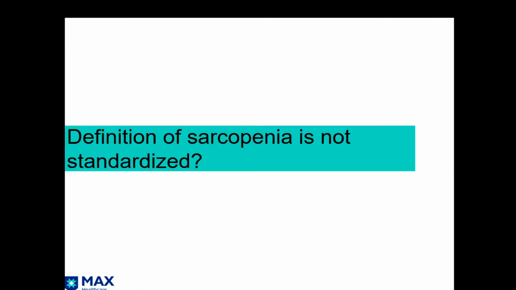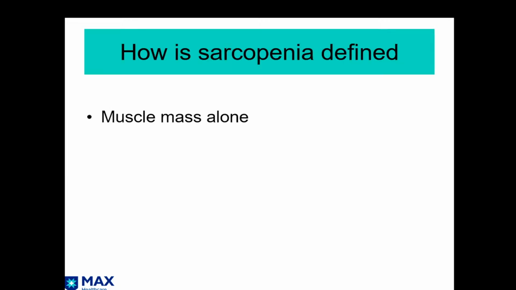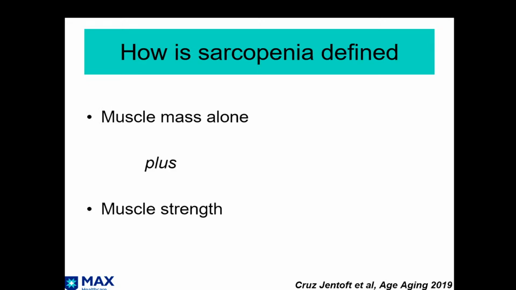Second, you are basing your decision on the fact that you know what sarcopenia is. But the definition of sarcopenia is not standardized. You've been hearing this since yesterday. So is it muscle mass alone, or, by the recent definition, do you have to combine muscle mass with muscle strength to define sarcopenia? All studies which have shown low post-transplant survival have looked only at muscle mass and not combined muscle mass with muscle strength.